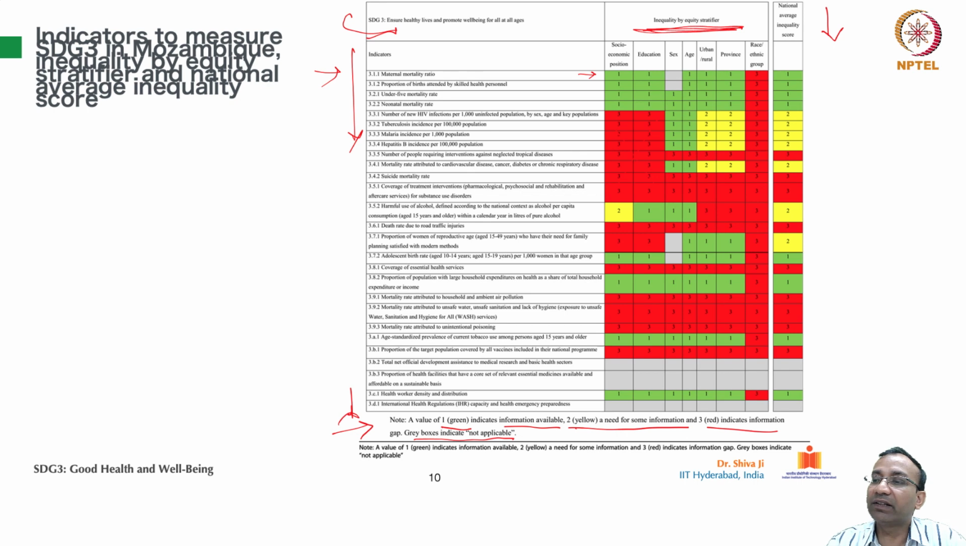You can see a large portion here is having a lot of red, and on this side, in this column, racial or ethnic group wise, there is no green, not even yellow, it's all red. So there is no information of this type. In the first 4 the data is available except this. In all the other parameters, socio-economic position, education, sex, age, urban, rural, and province wise. But beyond this there are issues.